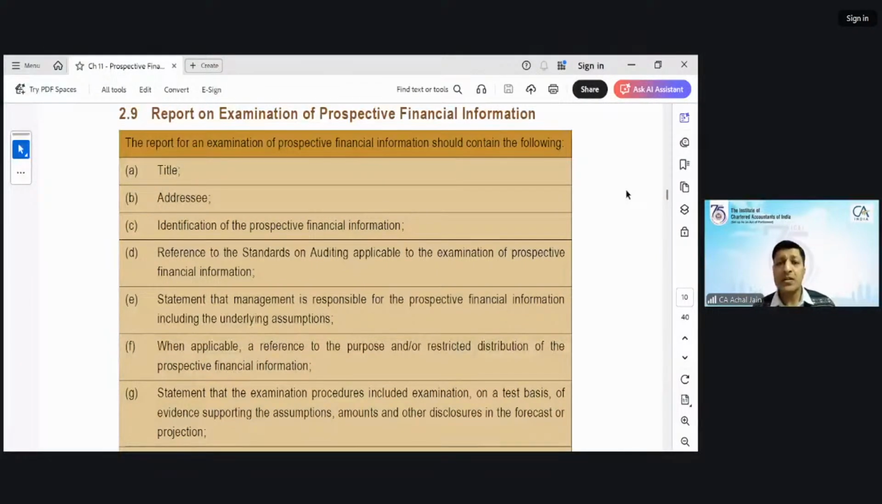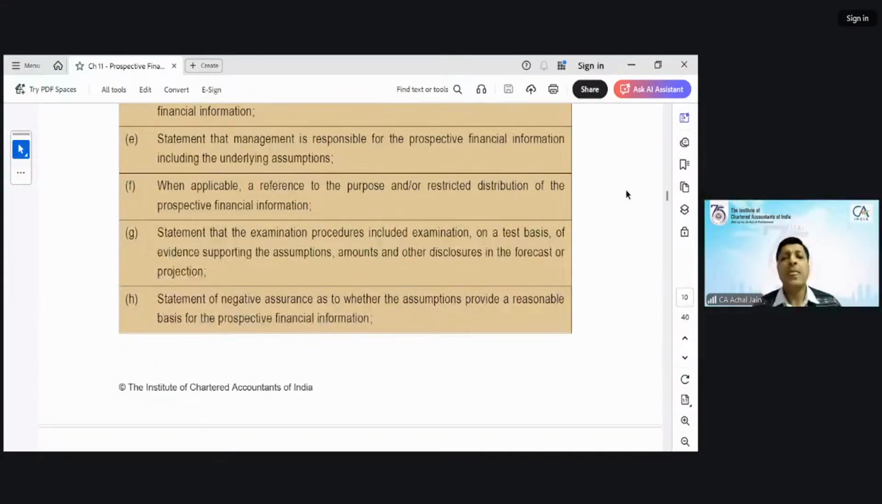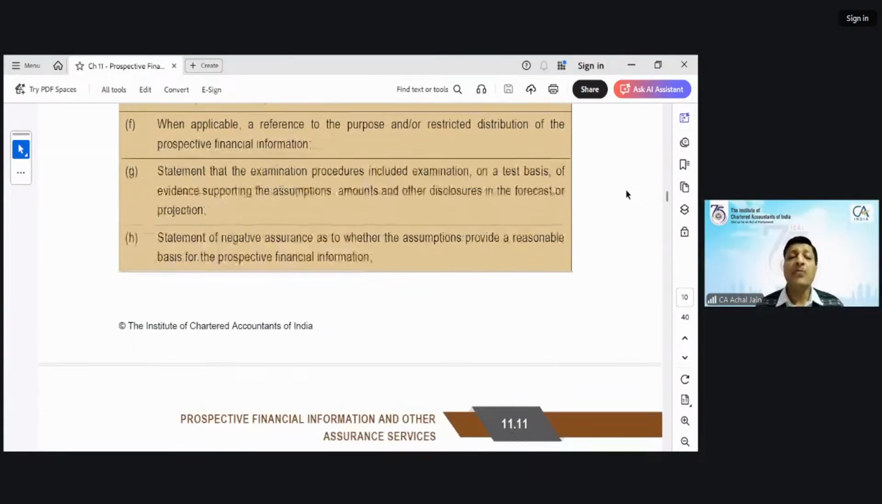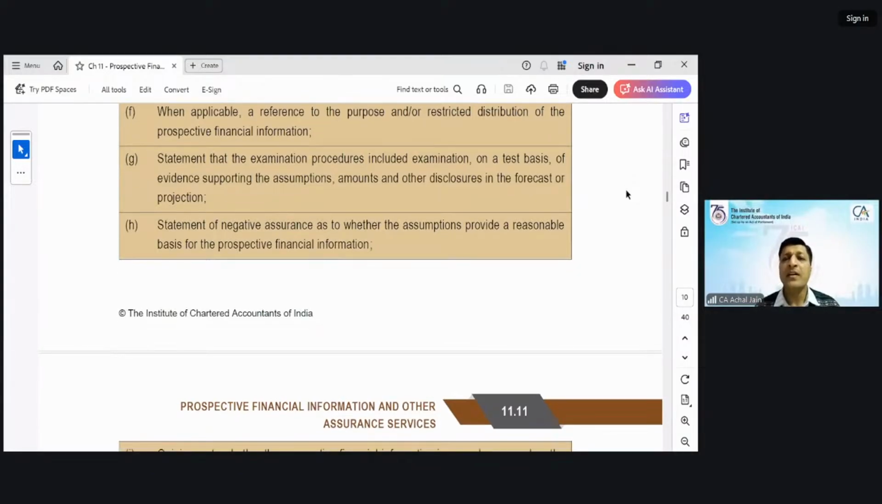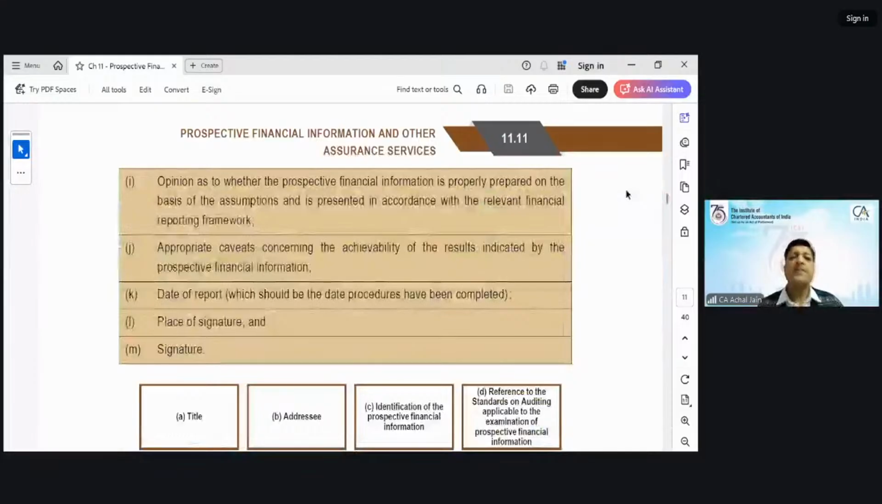Then, of course, management's responsibility, right? Wherever applicable, a reference to the purpose or the restricted distribution of the prospective financial information. A statement that examination procedures included examination on a test basis, because here again similar procedures will be applied, which is test checks in respect of the different information available. A statement of negative assurance as to whether the assumptions provide a reasonable basis. Then an opinion as to whether the prospective financial information is properly prepared on the basis of the assumptions and presented in accordance with the relevant financial reporting framework.